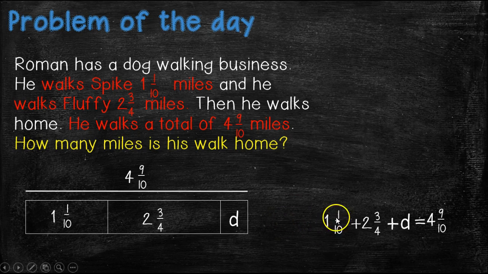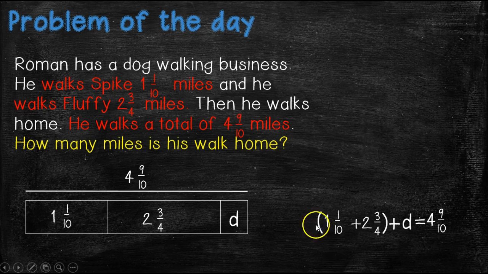Did you write 1 1/10 plus 2 3/4 plus D equals 4 9/10? Well, that's exactly the equation you should have written, because again, it shows us that what is in these three boxes is equal to the total here. So now that we have our equation, we can go through and solve this problem.